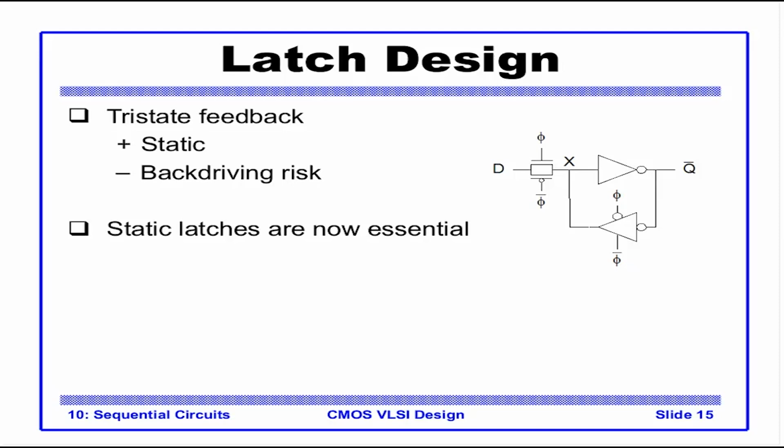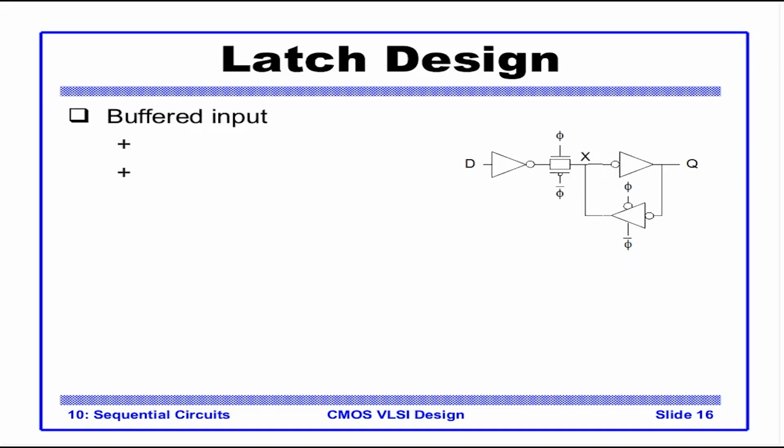Static latches are now essential. We must make sure that the voltage levels do not degrade. If the voltage levels are degraded, it is very disadvantageous. That means any small noise can affect the functionality of the circuit. Next improvement, we buffer the input. Buffering the input will obviously fix the diffusion input. It is non-inverting.